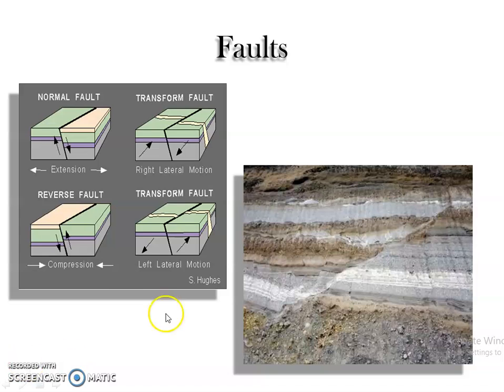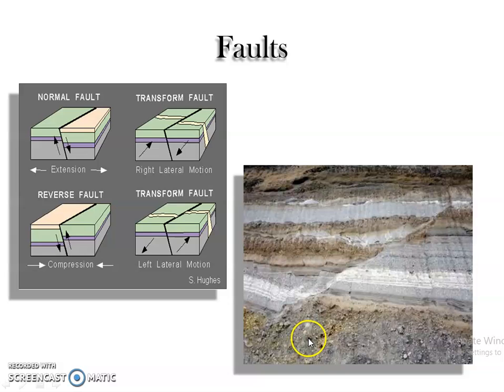There are different types of faults. One is the normal fault, the reverse fault and the transform fault. When faults are created due to tensile force, it is called a normal fault. When it is due to compressive force, it is called a reverse fault. When it is due to lateral motion, in particular right lateral motion and left lateral motion, the transform faults are formed.